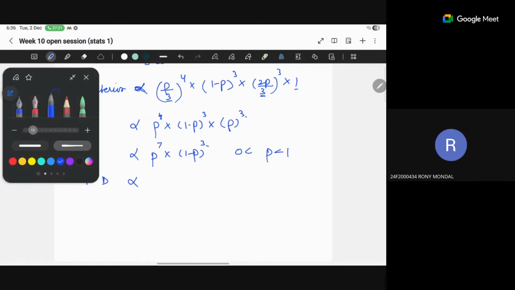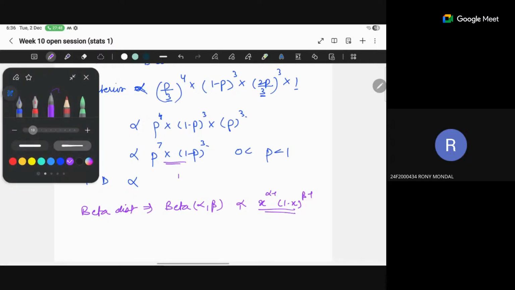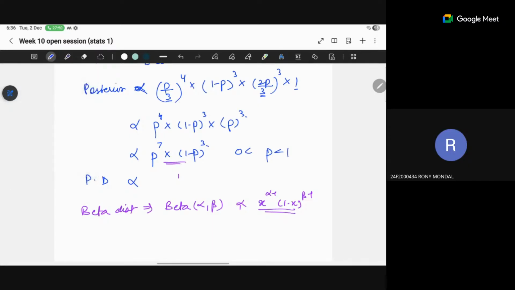Okay. So do you guys remember the beta distribution? The beta distribution is represented as Beta(alpha, beta), whose PDF is proportional to x^(alpha - 1) into (1 - x)^(beta - 1). Okay. So now you have to compare this with this equation.